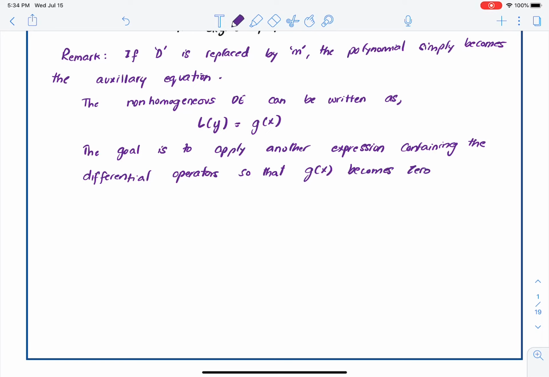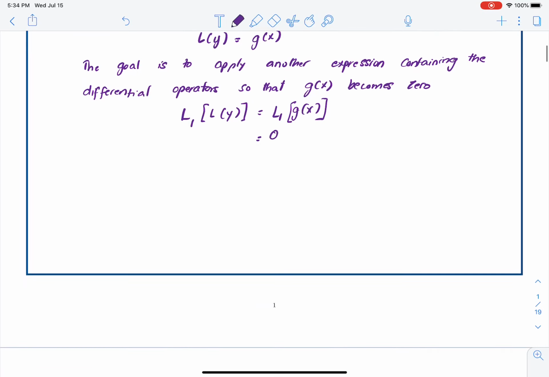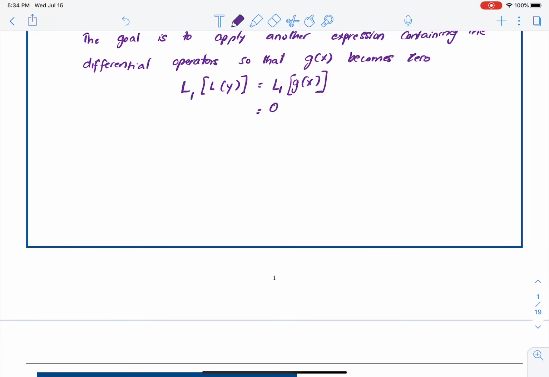In other words, if I take L1 and apply it to L of y on both sides, L1 should make g of x 0. So, in other words, L1 annihilates g of x, and hence the process is called the Annihilator Approach. It sort of kills off g of x and we end up getting 0. So, L1 is called the Annihilator Operator because it makes g of x 0.